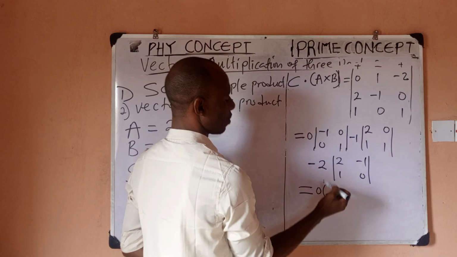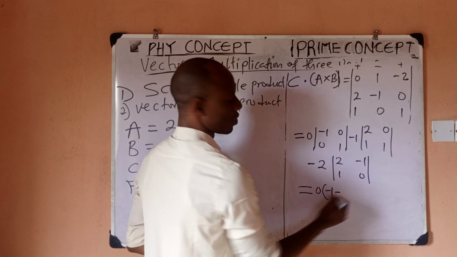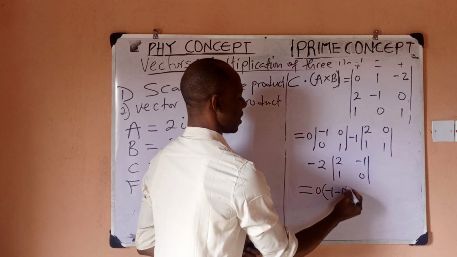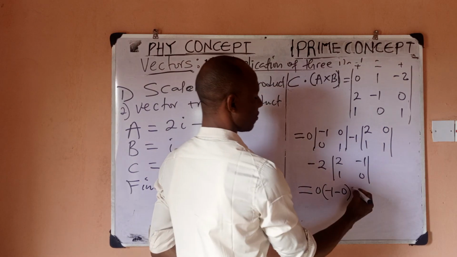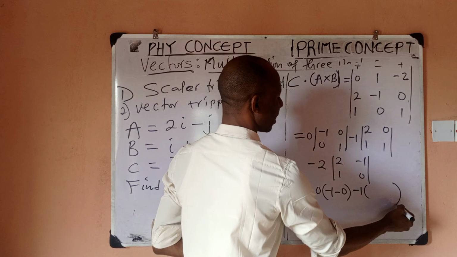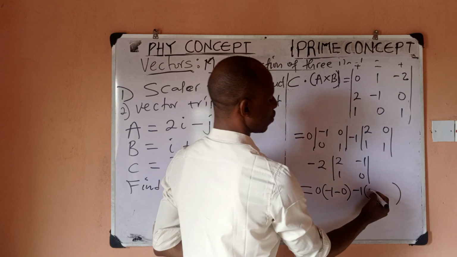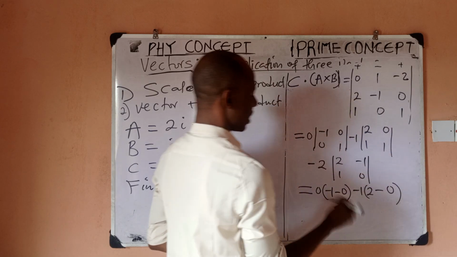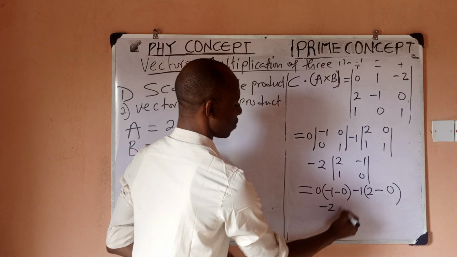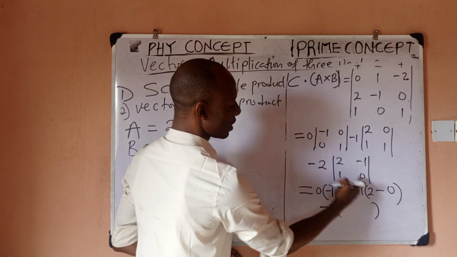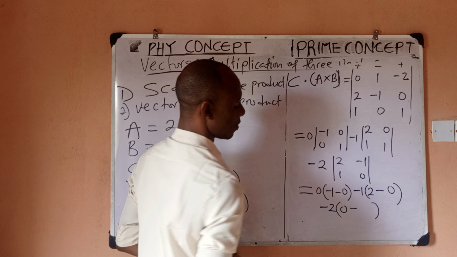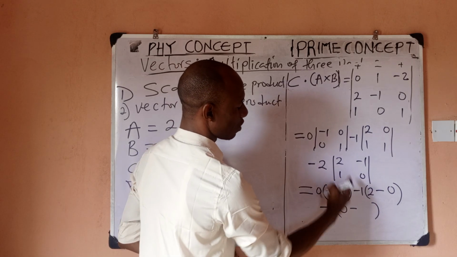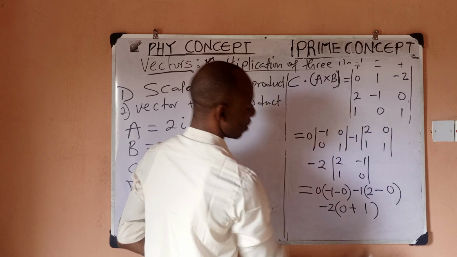So to get my answer, I have 0. This times this is what? Minus 1. I'll quickly put minus. Then this times this is what? 0. I'll close. Then I have minus 1. I'll open my bracket. This times this is 2. I'll quickly put minus. This times this is 0. Then I go to this. This is minus 2. I'll open. This times this is 0. Quickly put my minus. This times this is what? Minus 1. When minus comes here, it becomes plus 1.